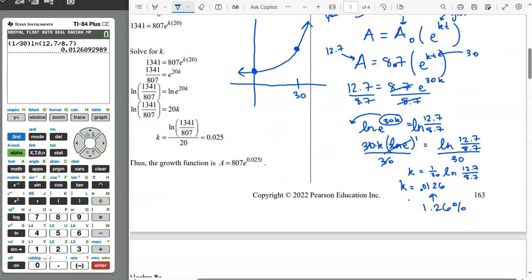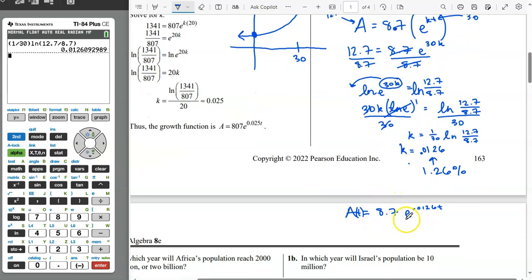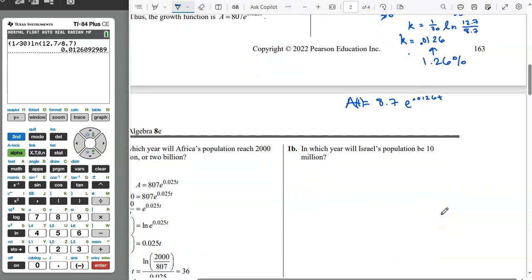And so then our final answer, this function that we have, we could also call it A of t, like this as a function. A of t goes 8.7 times e to the 0.0126t. Very good. Anytime you see a function like this where it goes some number times e raised to a power, the coefficient in front of this variable is the growth rate, and you can read it as a percent. So you can tell from this one, if you're just given this function, that this has a growth rate of 1.26%.